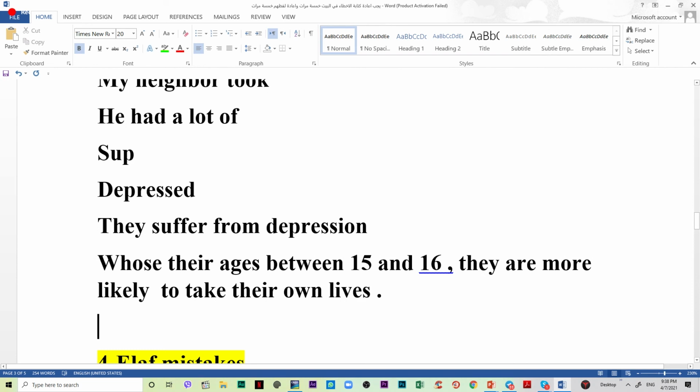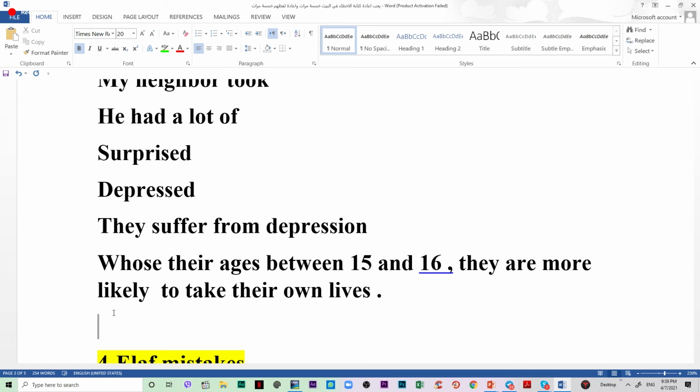Who's next? Yes, Ala. In Japan, young people took their own lives when they feel they are a failure in society. Okay, thank you very much.